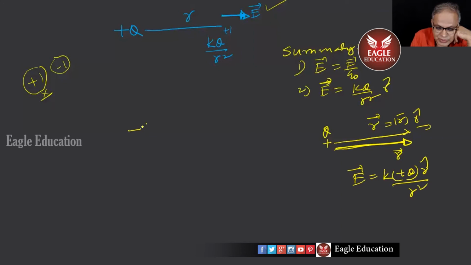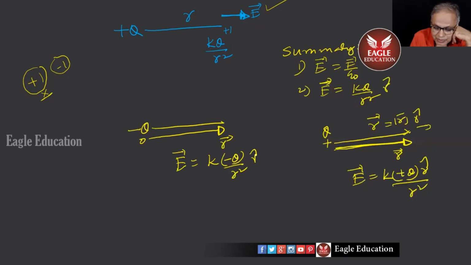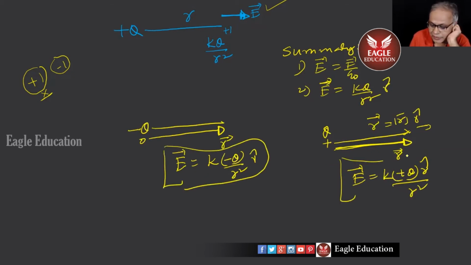But if I have a minus charge here, R should be still away from it. Try to understand. R is always away from the origin. So I'll write E bar equals, if you want, K into minus Q by R square into R cap. So E is in the direction of minus R cap. This is putting the whole thing in a mathematical way. Be honest and tell me whether you followed it. This is minus K Q by R square R cap.